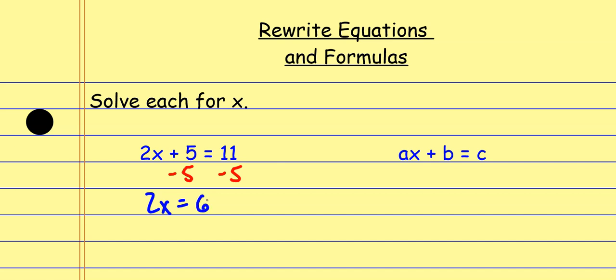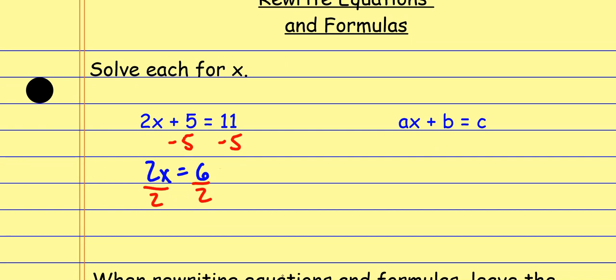And now I undo multiplication by dividing, so I divide each side by 2. See, to undo multiplying by 2, I divide by 2. So I end up with x equals, now this literally says 6 divided by 2, but we rewrite it as 3 because that's what 6 divided by 2 is, okay? If we do the same thing, this is pretty much the same example, but instead of a 2, I have an A. Instead of a 5, I have a B. Instead of 11, I have a C. But I approach it the same way if I want to solve for x.